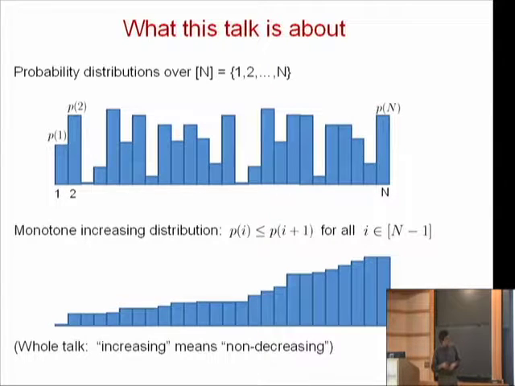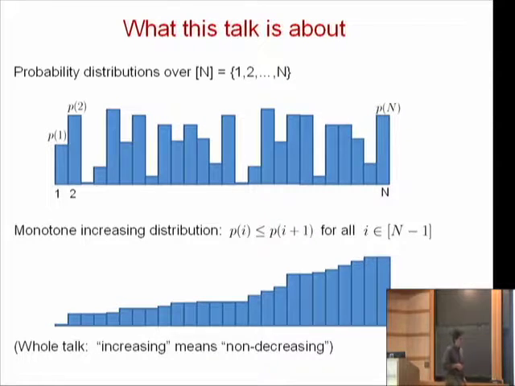So one particular type of distribution we'll be thinking about are these monotone increasing distributions. And what I mean by this is just that the PDF is an increasing function, right? So the histogram looks kind of like this. We'll see a lot of pictures with this general flavor in the talk.